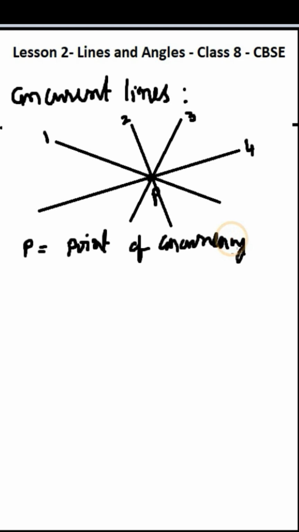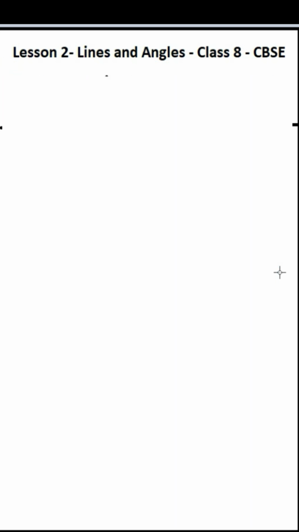Okay, so this is one more concept of lines. So now you have learned a line segment, ray, parallel lines, intersecting lines, and concurrent lines. Okay, now we will go to the next concept of the lesson, which is angle, because lines and angles is the chapter name. We learned about lines, now we will learn about angles. So how is an angle formed?